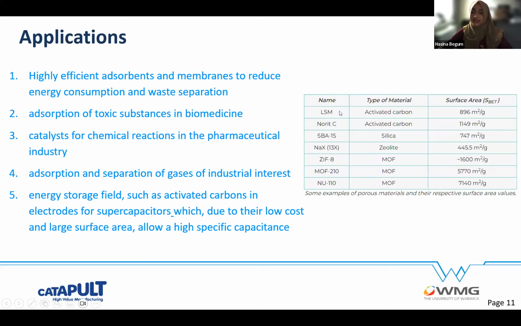On the right here, you'll see a table which gives you some examples of porous materials and their respective surface area values. This just gives you an idea of the difference between activated carbons, silicas, zeolites, and MOFs, metal organic frameworks. You can see that silica aerogels are quite in the middle in terms of surface area that's highly wanted in industry. Activated carbon is a material that's highly required in industry because of its large surface area and the different applications that we can utilize it for.